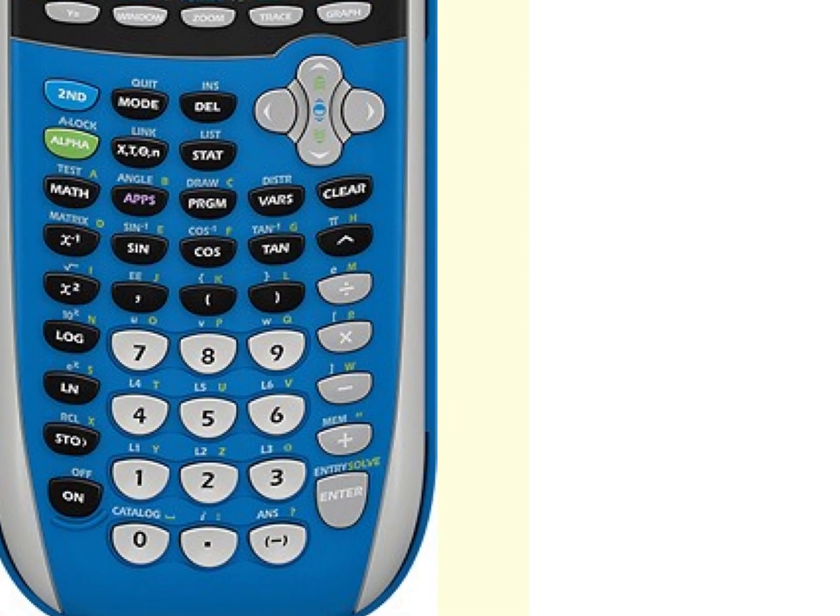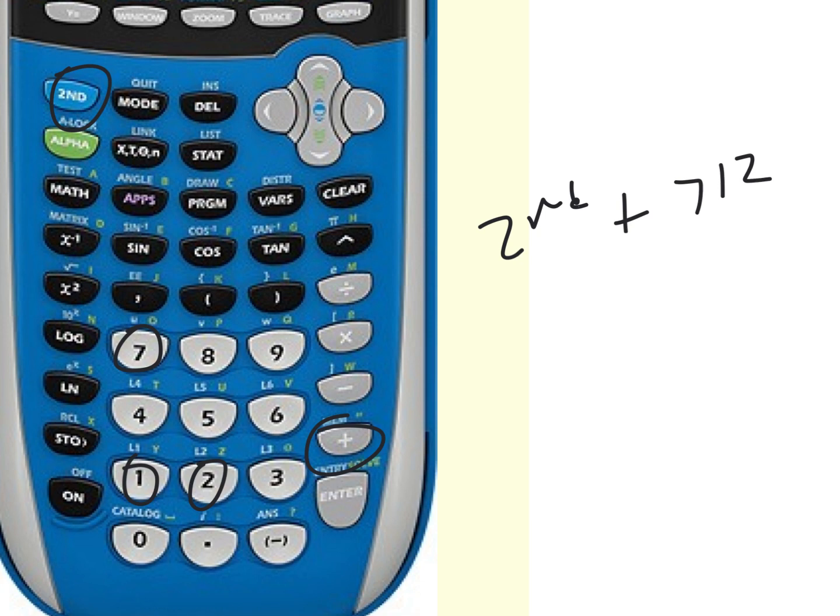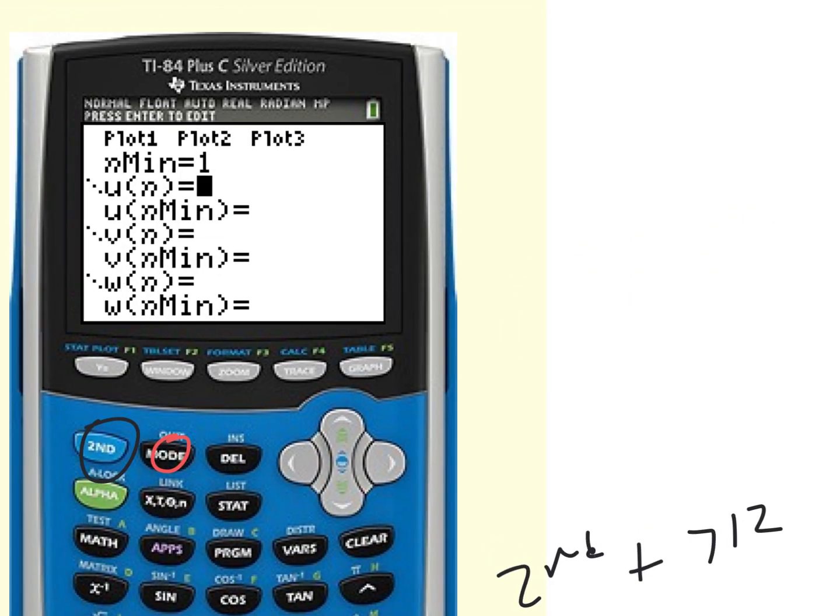All right, you're going to hit second, and then you're going to hit plus, and then it's 7, 1, and 2. Second plus 7, 1, 2. And that will clear your calculator of any weird modes that it is in and set it back to factory new.